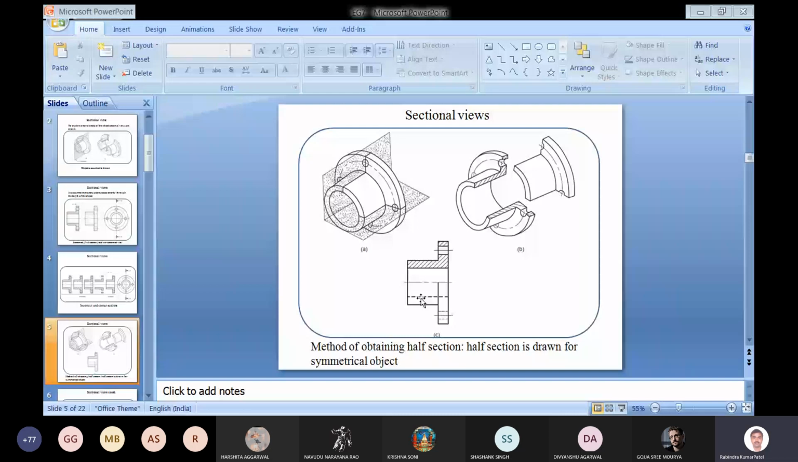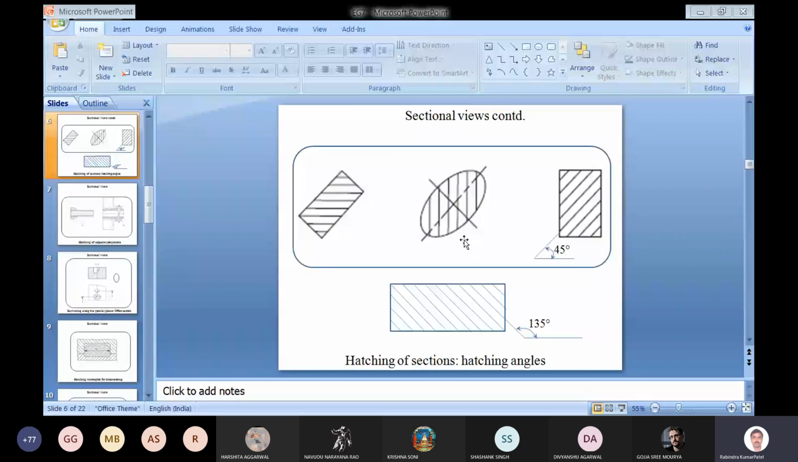Hatching lines have different directions. One direction it can have is 45 degrees. The inclination of the line can be 45 degrees. Another line inclination can be 135 degrees.